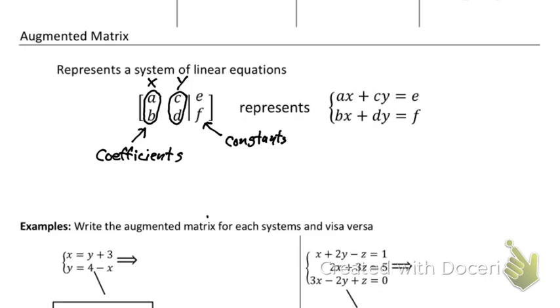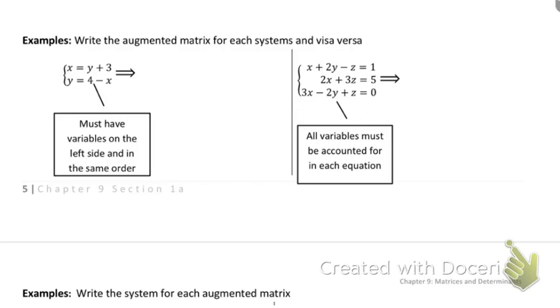So we're going to do some examples really quick. So this one says, write the augmented matrix for each system and vice versa. So I want to write this as a matrix. In order to write it as a matrix, we have to have all our variables on one side and lined up. I want all the x's lined up, all the y's, and all the constants. So the first thing you're going to do before you put it in a matrix is get all of your variables on the left-hand side, and then we'll put it in an augmented matrix from there. So the first thing I want to do is get that y to the other side. So we're going to do x minus y equals 3.